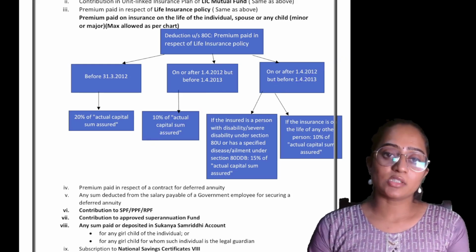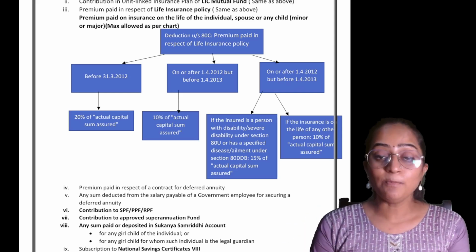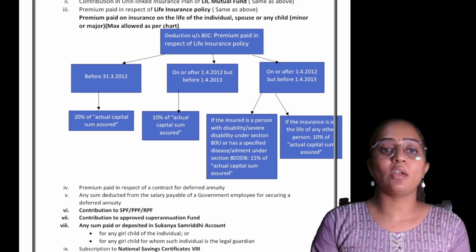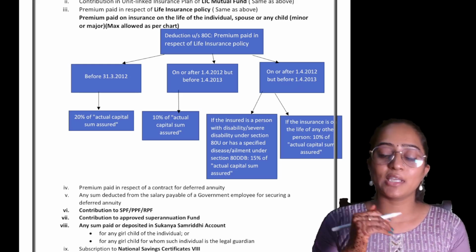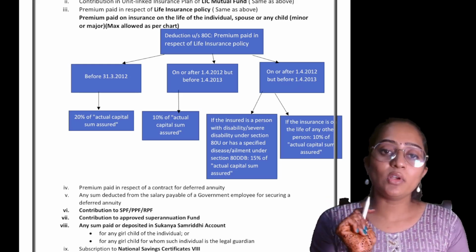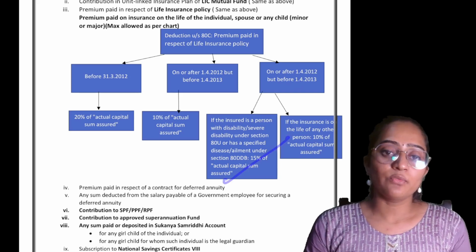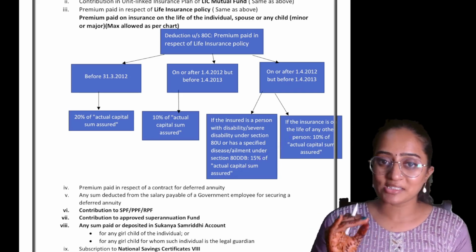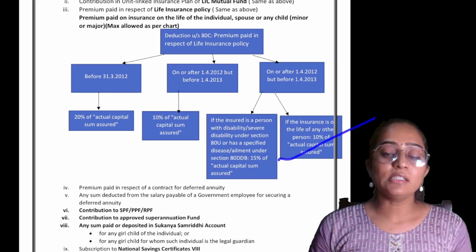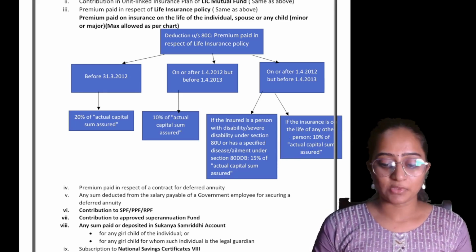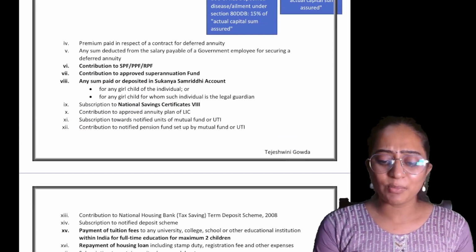On or after 1/4/2012 but before 1/4/2013, if the person who is insured is a severely disabled person who is getting deduction under section 80U and 80DDB, that person can get 15% of the capital sum assured as the maximum deduction. Otherwise, for the other category, it is going to be 10%. And apart from that, there are many other points.